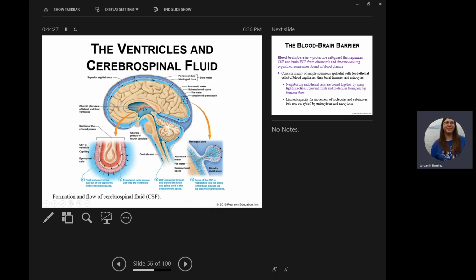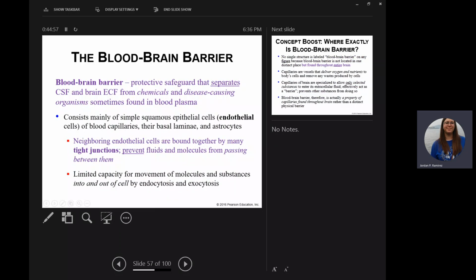So cerebrospinal fluid circulates in and around the brain and the spinal cord, and the subarachnoid space. Okay. So some of that cerebrospinal fluid, and that's showing these little granulations here, some of that cerebrospinal fluid is reabsorbed into the blood in the dural sinuses via these arachnoid granulations. So it's continually happening over and over again. Make some and take some, make some and take some. So about every 5 hours or so, you have completely new cerebrospinal fluid.